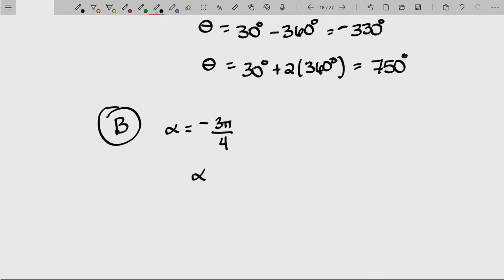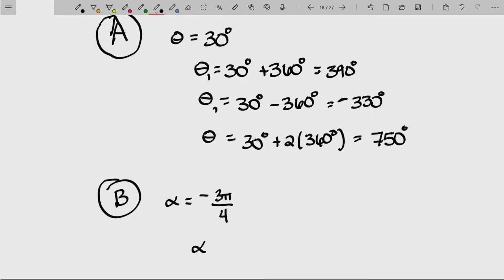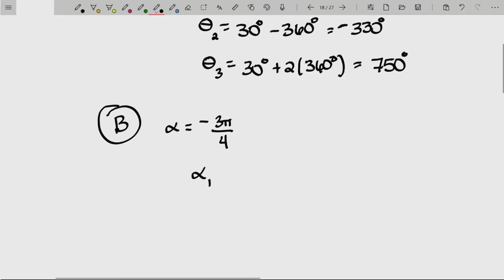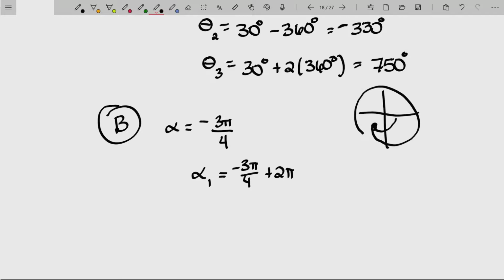So, by the way, I shouldn't have labeled these thetas. Theta 1, theta 2, theta 3. So this is alpha 1. So this is a second, another angle that is coterminal to negative 3 pi over 4. So if you add 2 pi to that, you'll rotate from a negative 3 pi over 4, which is actually right here, and you'll rotate all the way around to the first positive value angle that lands with the same terminal side.